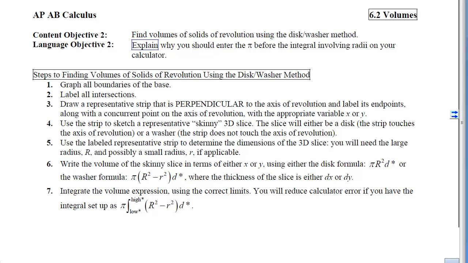This is section 6.2, volumes, content objective 2, which is to find volumes of solids of revolution using the disk or washer method. Before we get into the nitty-gritty components of how we do these problems, I want you to be able to visualize the solids. And again, courtesy of Audrey Weeks and Calculus in Motion, we have something that can help us see what is going on when we revolve around an axis of revolution.